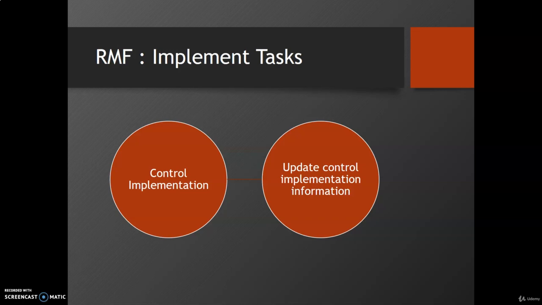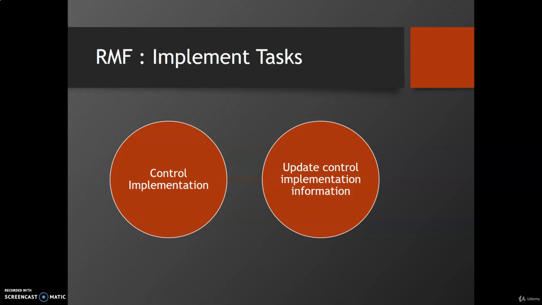The purpose of the Implement step is to implement the controls in the security and privacy plan for the system and for the organization, and to document the baseline configuration and the specific details of the control implementation. So it has two tasks. One is control implementation, second is update control implementation information.